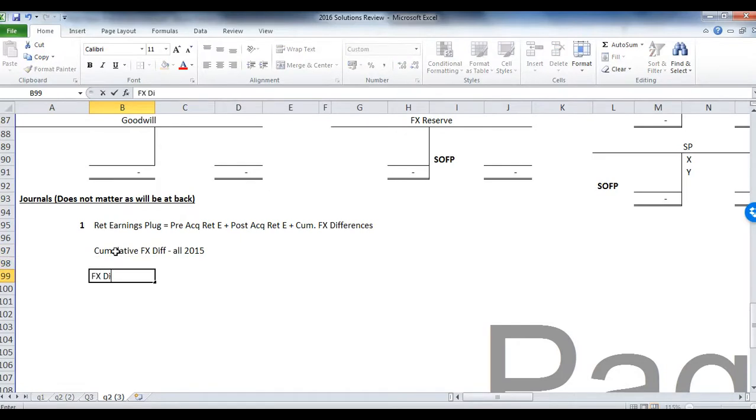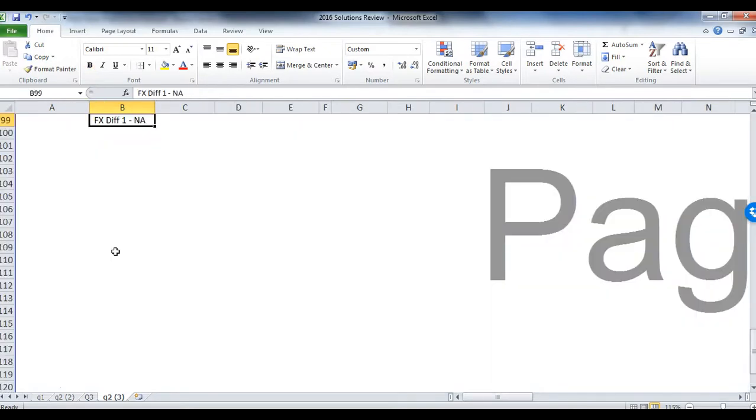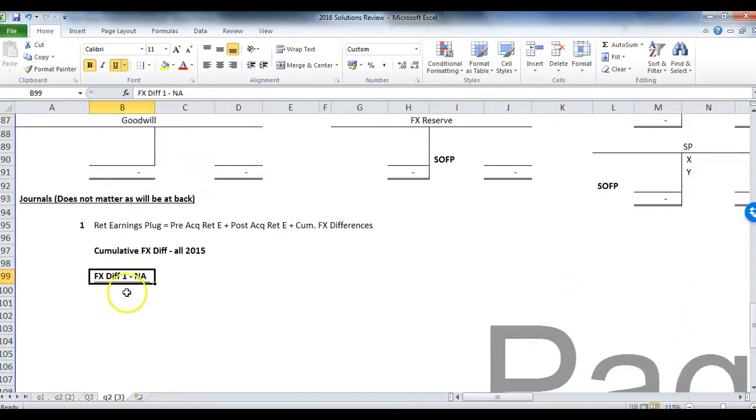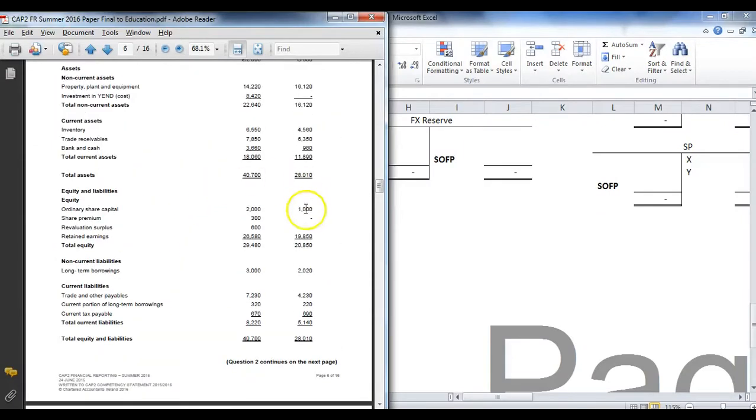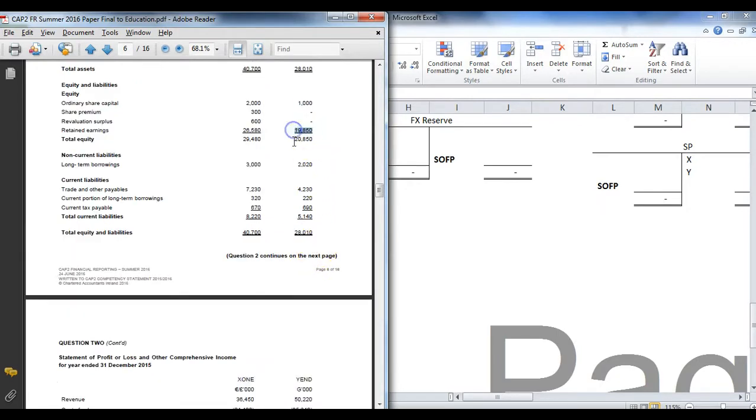So FX difference 1 is net assets. For the net assets, what you do is compare what the net assets were at the start of the period and retranslate them at the end of the period and see what the FX difference was. So the net assets at the start of the period: we look at the balance sheet. The ordinary share capital 1 million, there was no share premium, no reval surplus, and retained earnings, this was at the end of the year, so be careful.